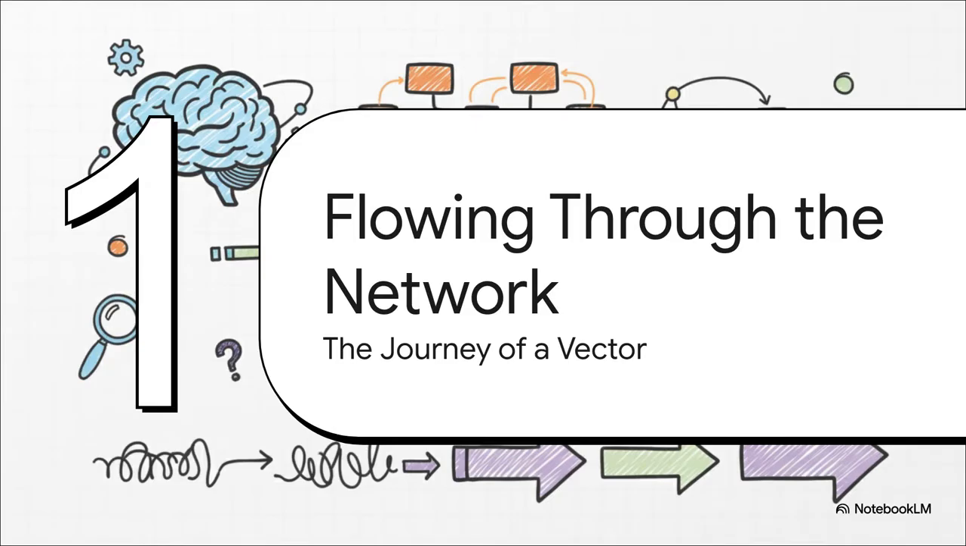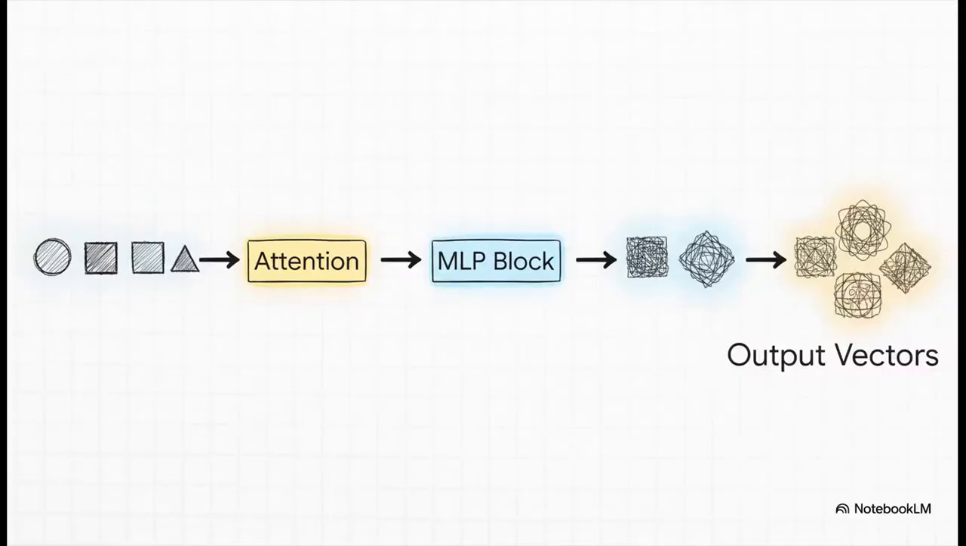Okay, Section 3, flowing through the network. So we've turned our words into these super complex vectors. Now let's follow those vectors as they begin their journey through the actual core of the transformer network. So what happens is that our whole sequence of vectors gets fed through a series of repeating blocks. Each block has 2 main parts. First, there's something called an attention block.